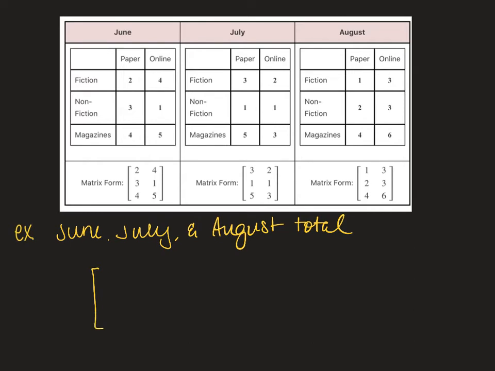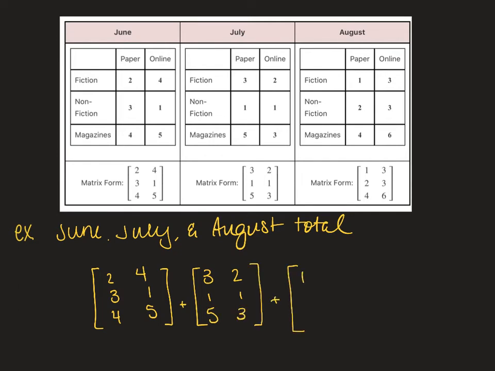So I have a 2, 4, 3, 1, 4, 5. That's June. July is going to be 3, 2, 1, 1, 5, 3. And August is 1, 3, 2, 3, 4, 6. All right, so we've learned how to add matrices last week. You know that everything that's in the same element box, that's the one we're going to add together, and that's where it's going to belong in the answer.